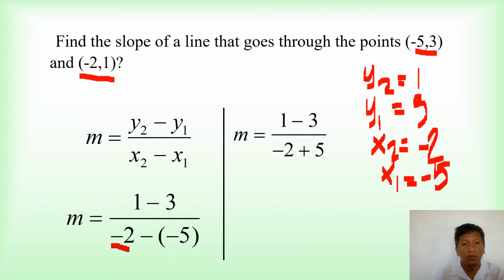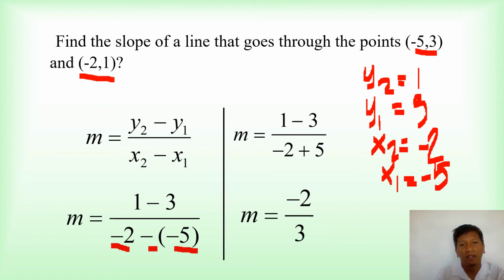This negative 2 minus negative 5 is the same also to negative 2 plus 5. Then let's evaluate it. 1 minus 3 all over negative 2 plus 5. We arrive at the answer negative 2 over 3. Because 1 minus 3 is negative 2. Negative 2 plus 5 is equal to 3.